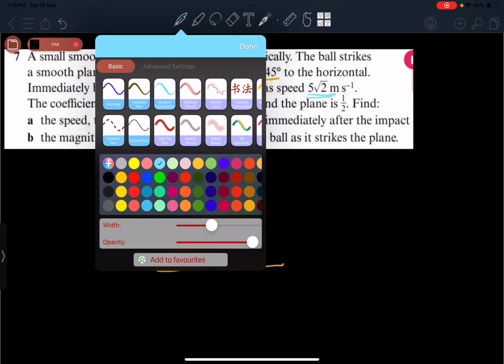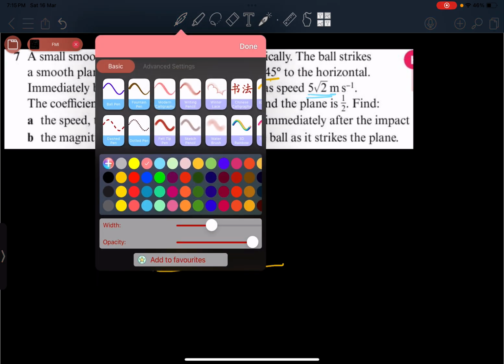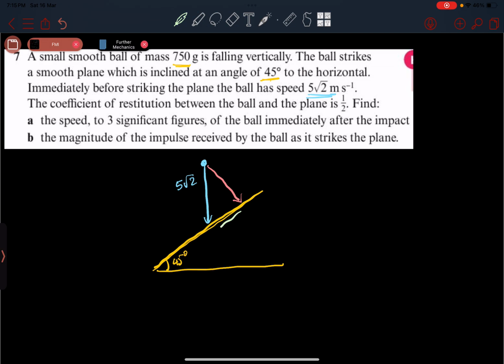So based on what we know, we can resolve this. So the component that is perpendicular to the wall, and then we can also do parallel to the wall. So this is 45, which means the angle up here would be 45 as well. And then I get to write the perpendicular component would be 5 root 2 cosine 45, and the parallel component would be 5 root 2 sine 45.